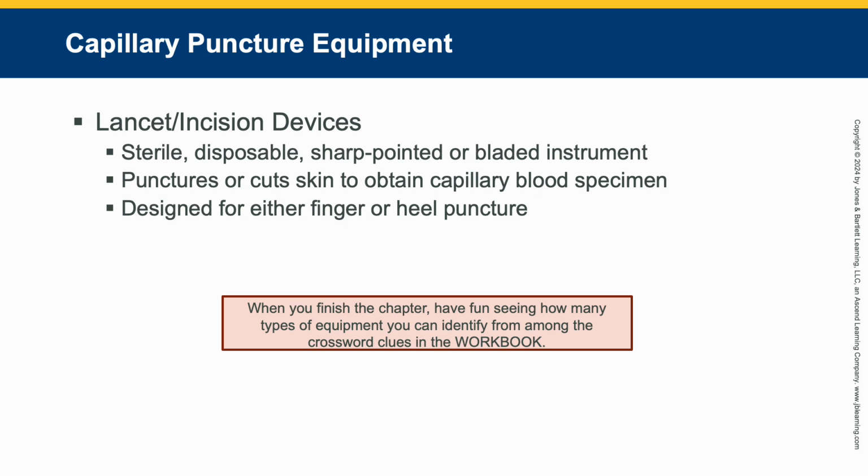These devices will make a puncture or a tiny little cut on the skin, and that is what gives you the capillary blood specimen. So you will do these either on fingers, or if it is a newborn, you will do it on a heel puncture. Now there are different types of lancets.